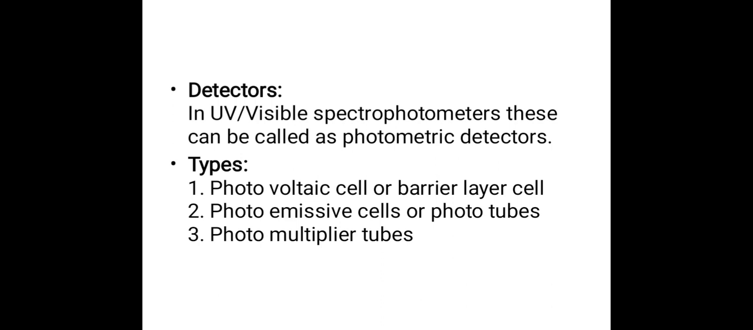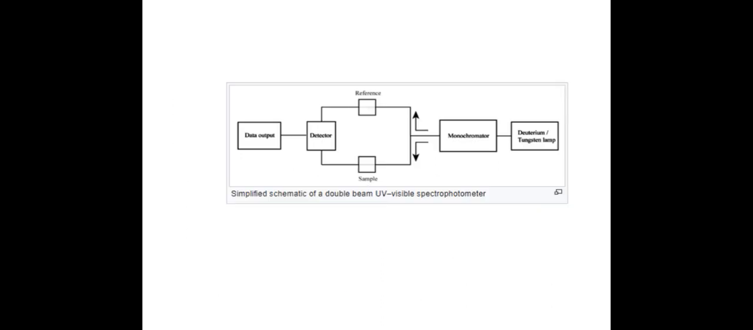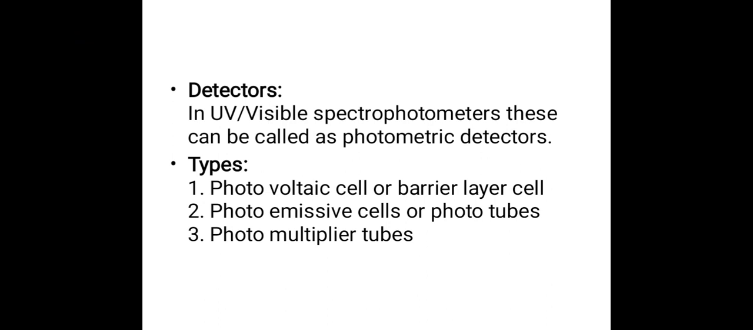Detectors. UV visible spectrometers use photometric detectors: photovoltaic cell or barrier layer cell, photoemissive cells or phototubes, and photomultiplier tubes. So the monochromators are prism type and grating type, and the detectors of UV visible spectrometers are called photometric detectors, whatever the type may be.